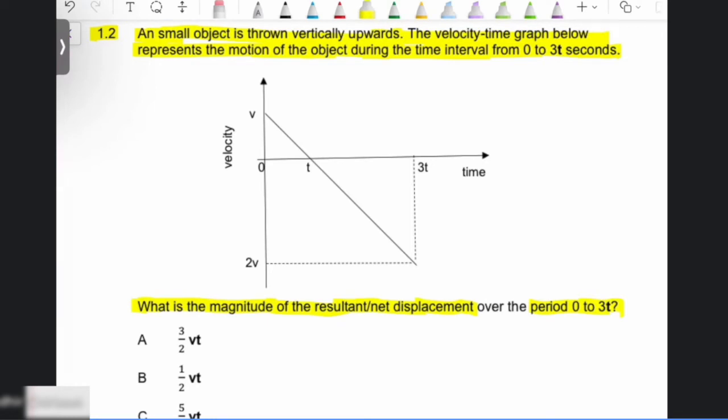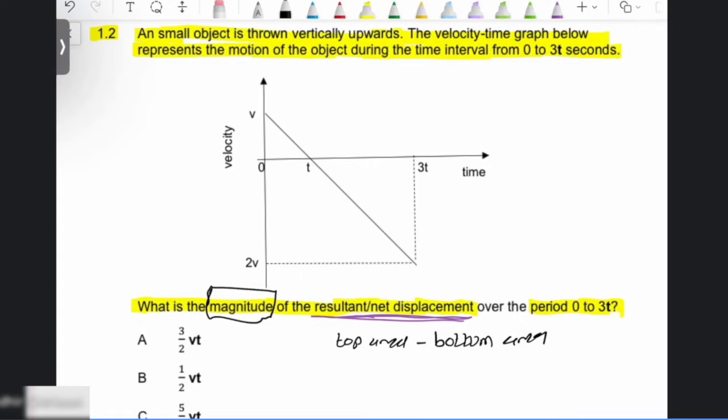So we need to know that displacement, resultant or net displacement, is always going to be top area minus bottom area. And remember, they just want magnitude, so they just want a value. Apologies, guys. Through the whole lesson today, I'm telling you guys, my nose is going to be crazy.